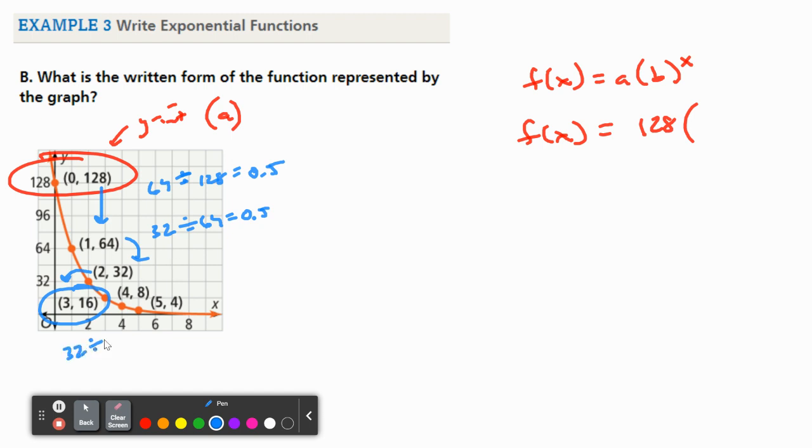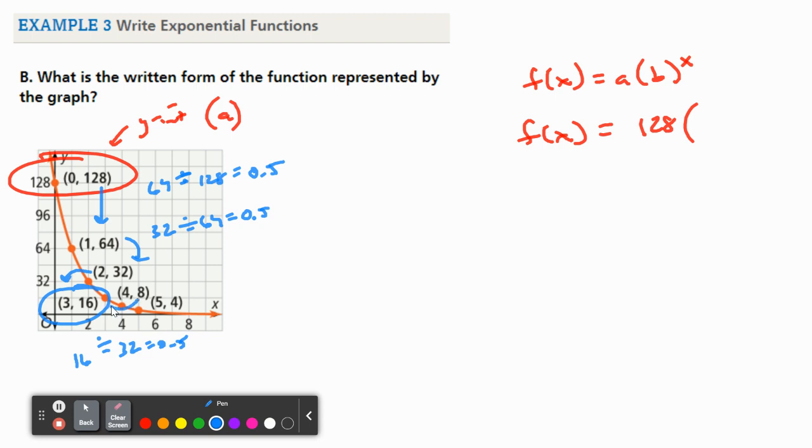32 divided by 16 is, 16 divided by 32. Second divided by the first. 16 divided by 32 is 0.5.